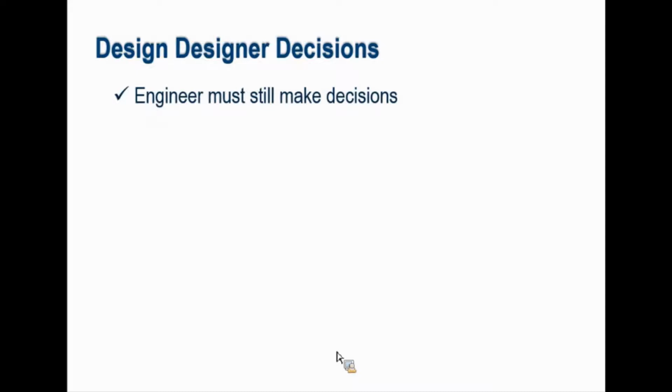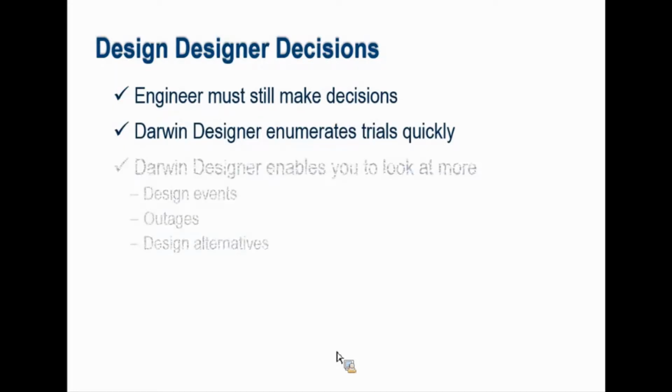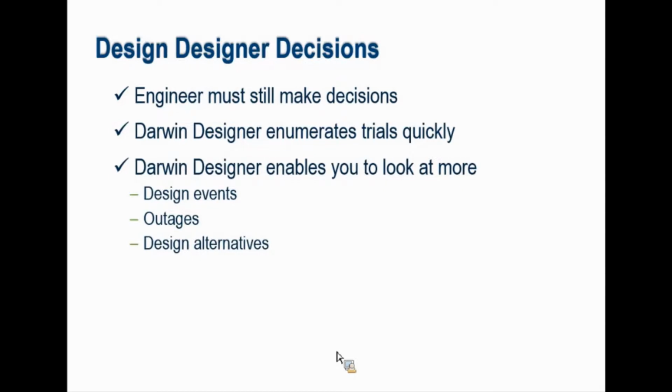In the end, you still need to be the modeler, the engineer, making the good decisions based on the solutions that are in front of you. Yes, Darwin comes up with and enumerates trials very quickly, but you still have to evaluate those solutions to make sure that they make sense and make sure that the design parameters were correct. Darwin's really smart in many ways, but it's really sort of an idiot savant like Rain Man. It calculates quickly, but it doesn't exercise judgment in doing so.